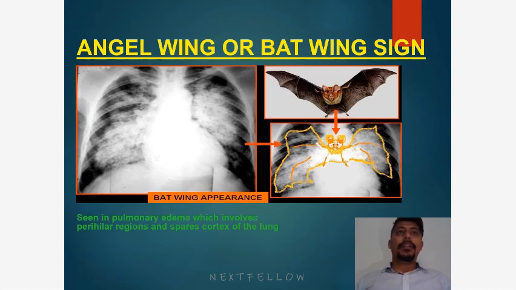Angel wing or bat wing sign. It is seen in pulmonary edema, which involves the perihilar distribution and spares the cortex of the lung. So this is the bat's wing, and it gives the appearance of a bat wing because the consolidations by pulmonary edema are seen in the perihilar regions.